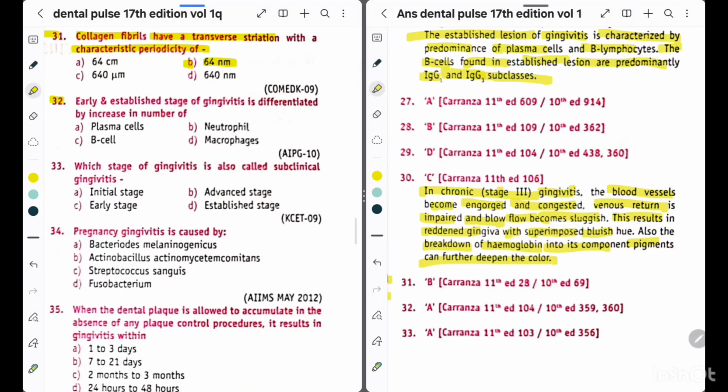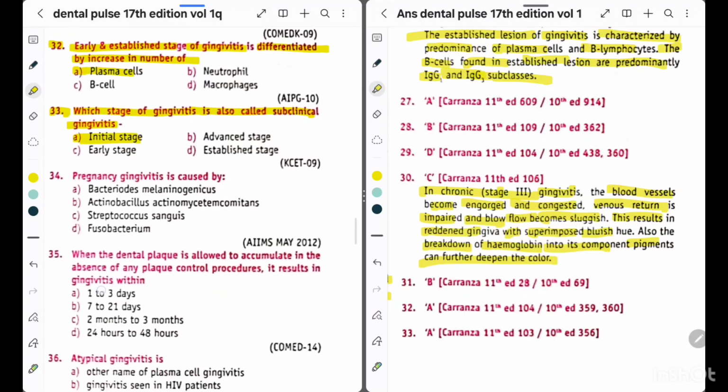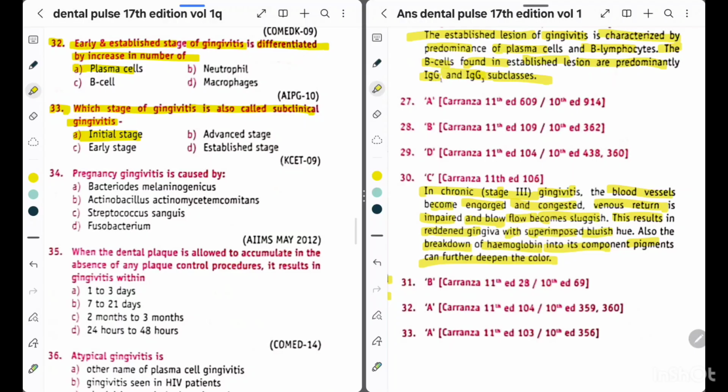Question 32. Early and established stage of gingivitis is differentiated by increase in the number of. So the answer is option A, plasma cells. Early and established gingivitis is differentiated by increase in the number of plasma cells. Question 33. Which stage of gingivitis is also called subclinical gingivitis? So the answer is option A, initial stage. It is also known as subclinical gingivitis.